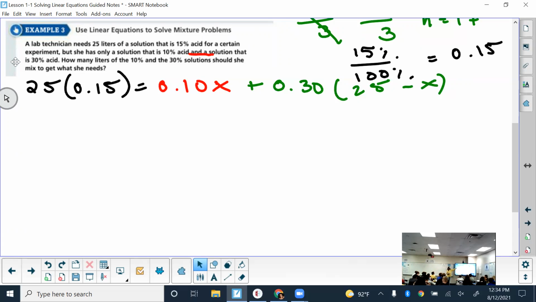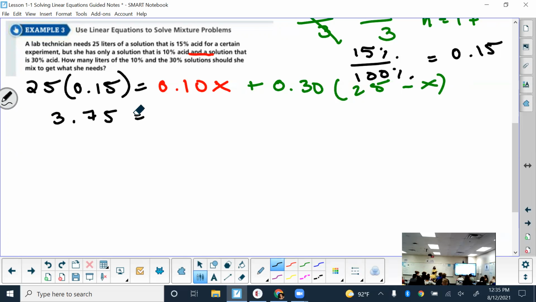All right. So we're going to start simplifying. This is the easier part. We've done this before. What's 25 times 0.15? You can use a calculator. Please don't do long math. 3.75. Good. There you go.